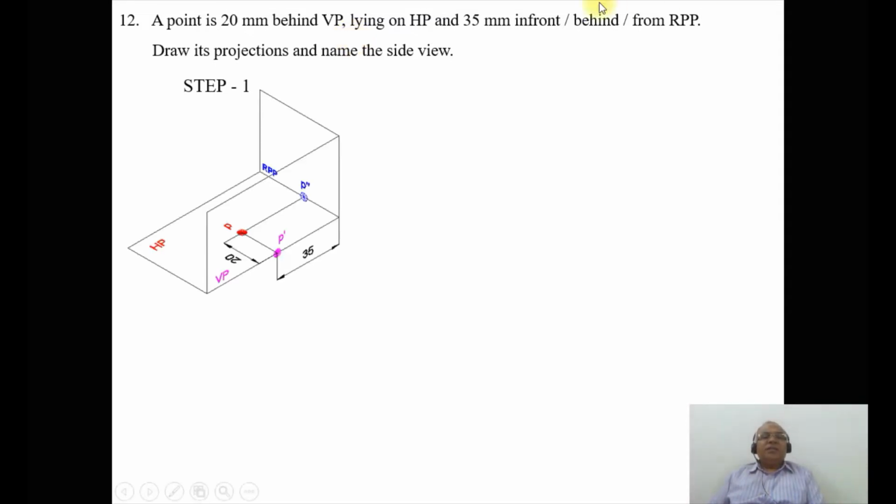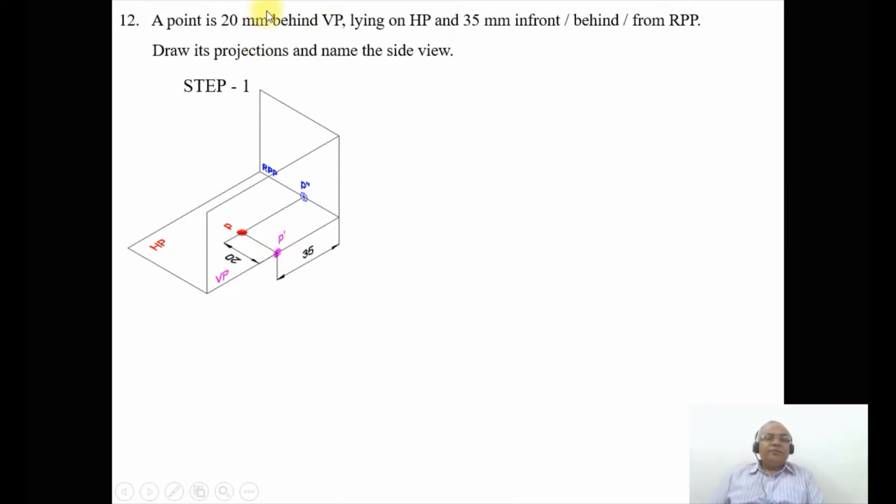First, we will consider the second quadrant. When we are considering the second quadrant, VP, that is the vertical plane, is here, HP, that is the horizontal plane, is here, and this is the right profile plane. If you are looking from the front view, the point is lying on HP. You can see that the point small p is lying on HP. When you look from the front view, it is projected onto the vertical plane. So the point P will be lying on HP, which means it is on the XY line.